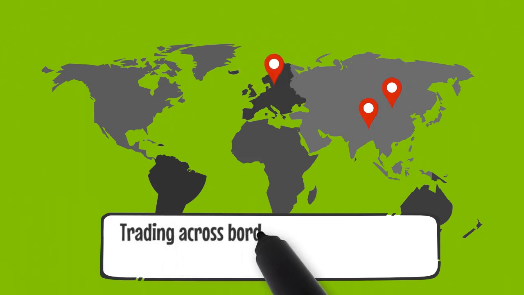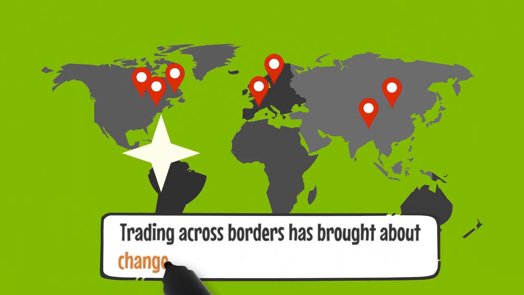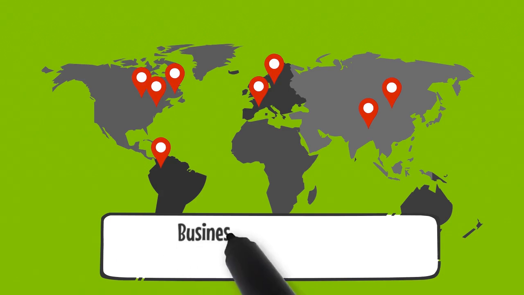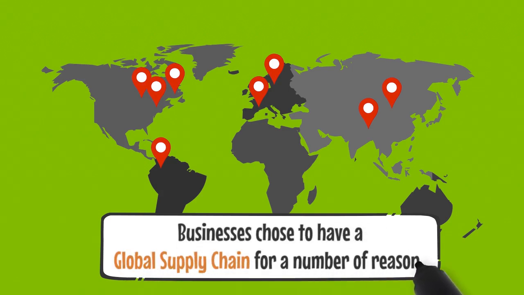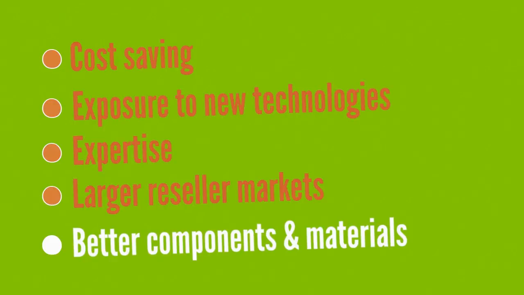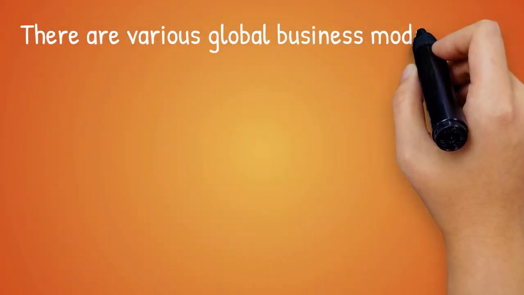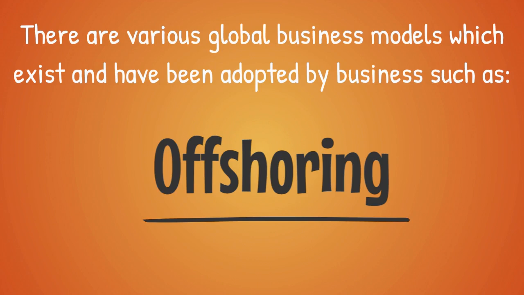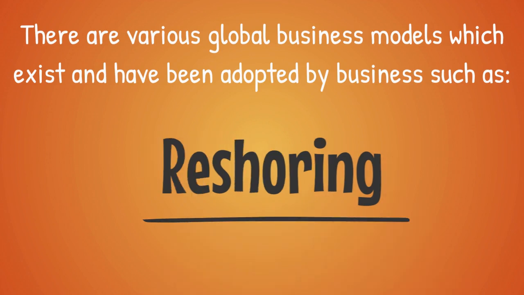Operating in a global economy and trading across borders has brought about changes from the way businesses operated not so long ago. Businesses choose to have a global supply chain for a number of reasons, such as cost saving, exposure to new technologies and expertise, larger reseller markets, better components and materials, etc. There are various global business models which exist and have been adopted by business, such as offshoring, outsourcing, and reshoring.